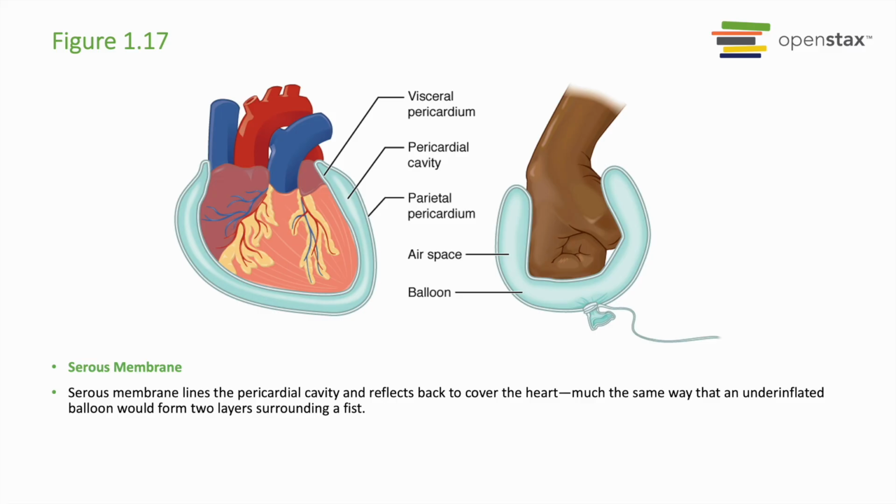The balloon surrounds the lower part of the fist with a 2-layered sac, with the top of the balloon, where it contacts the fist, being analogous to the visceral pericardium. The bottom of the balloon, where it is tied off, is analogous to the parietal pericardium. The air within the balloon is analogous to the pericardial cavity.